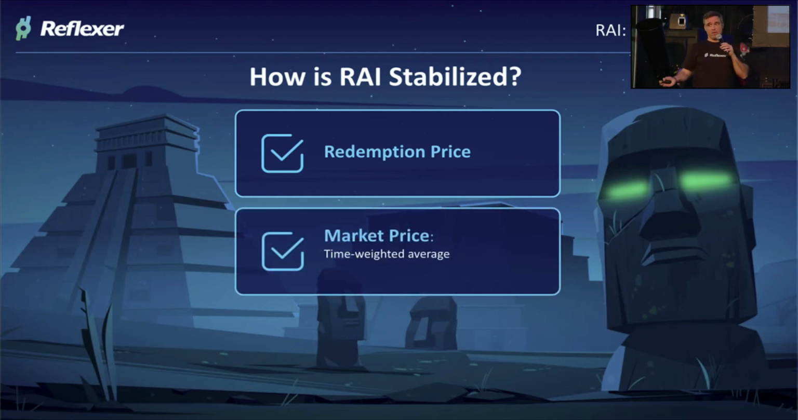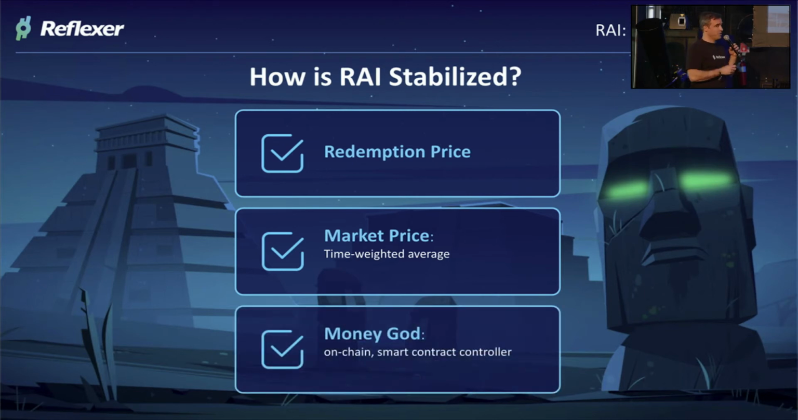And then the market price. We're going to define it. We're not going to act like it doesn't exist. We're not going to hope it just trades at the right value. We're going to define it because we're going to influence it with the money god. That's Reflexer's mascot, the money god. The money god is an autonomous smart contract controller that makes decisions to stabilize. Its sole purpose is to drive the market price to trade at the redemption price.